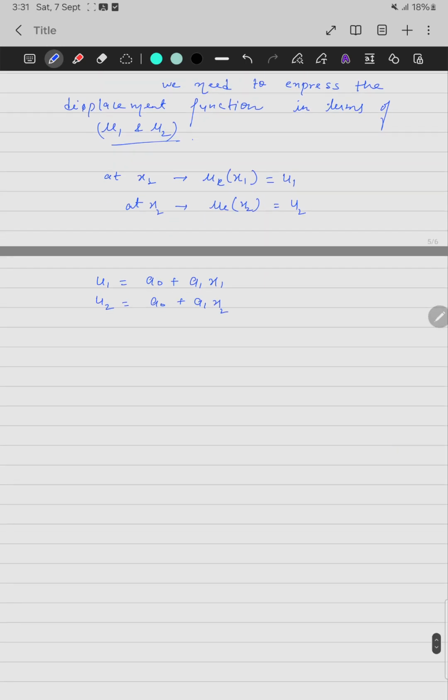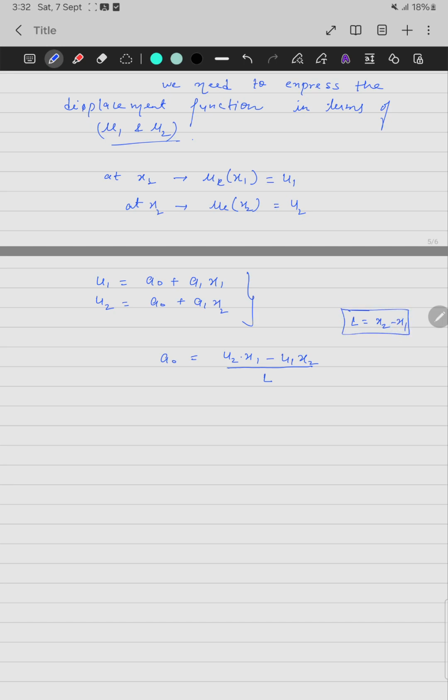Now from both the equations we can find the coefficients. After solving these two equations, we'll get a naught as (u2 x1 minus u1 x2) divided by l. L is basically the length of the bar, and we can write l as x2 minus x1.